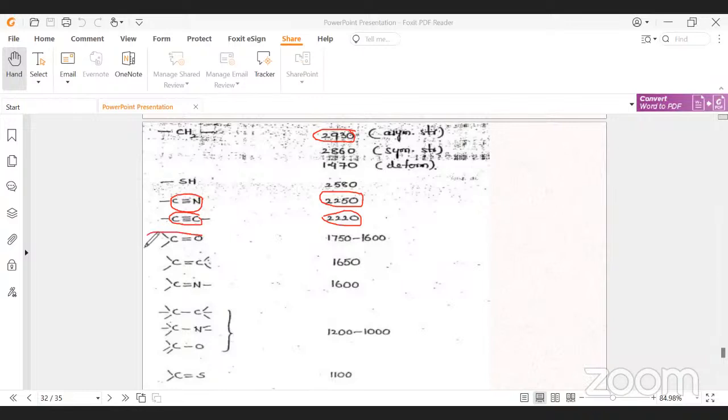If the molecule has the C double bond O group, the peak will appear at 1750 to 1600. If the molecule has C double bond C, it may be an ester, acid, carbonyl compound or amide, whatever it is, the peak will appear at 1650. If the molecule has C double bond N, the peak will appear at 1600. You should know these values by heart.